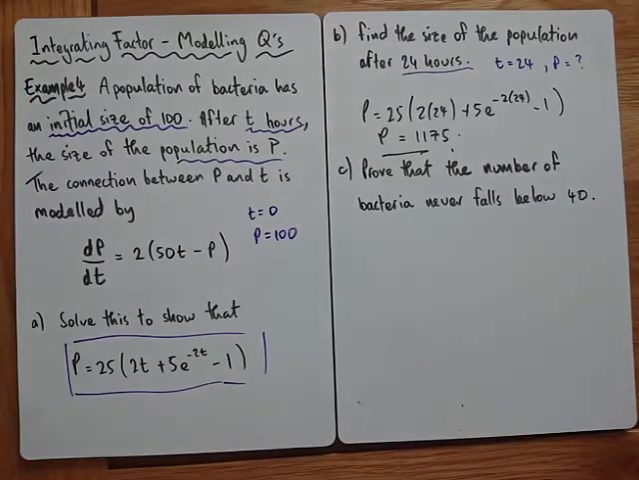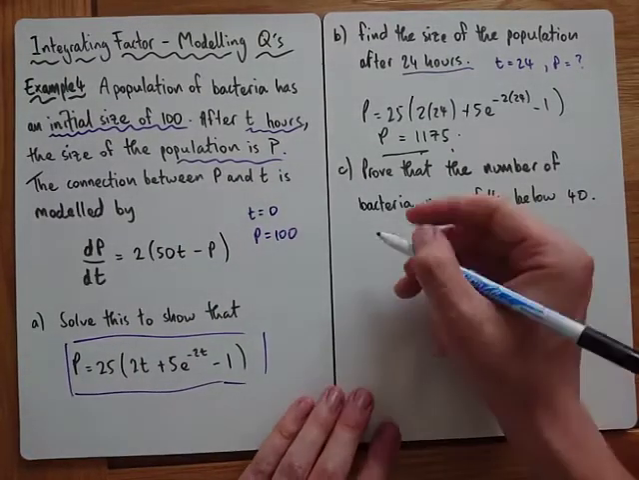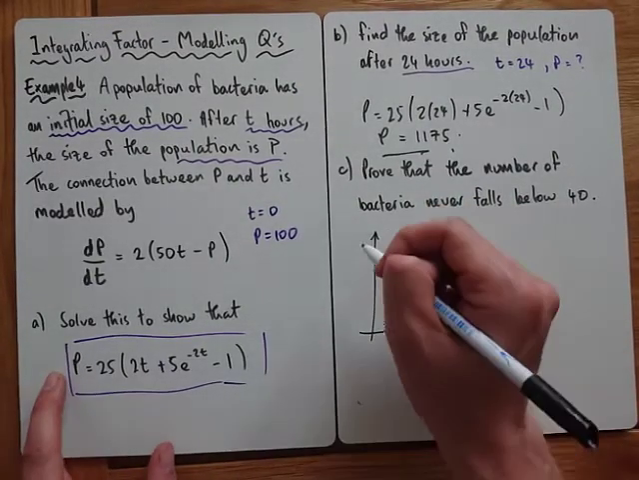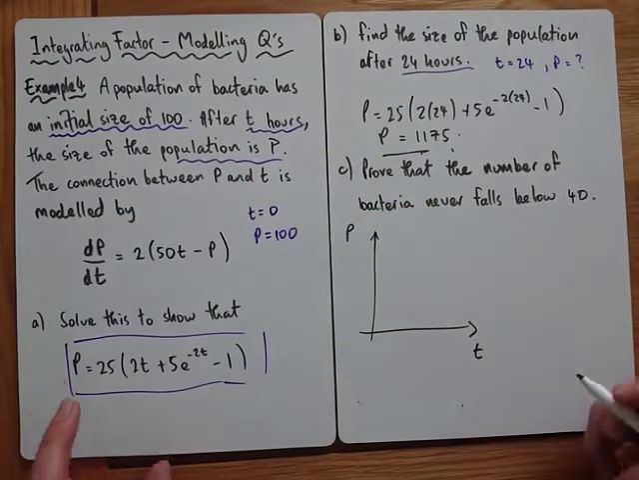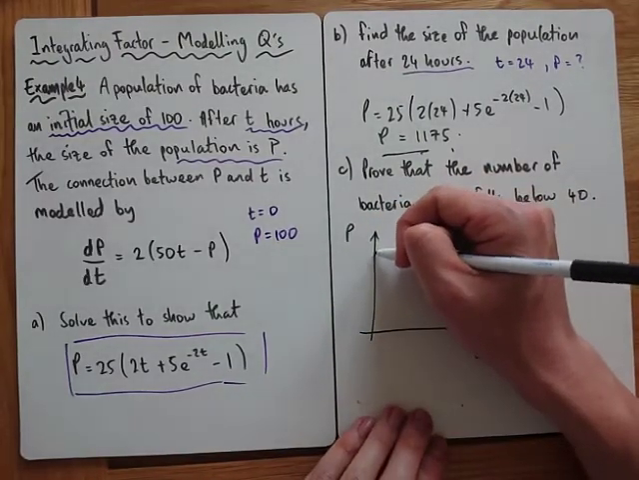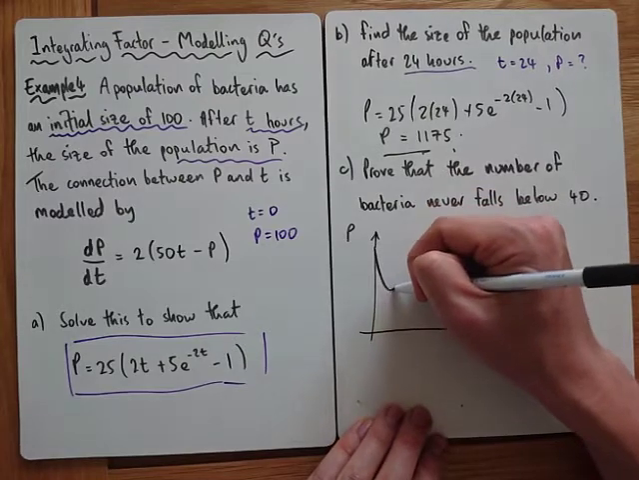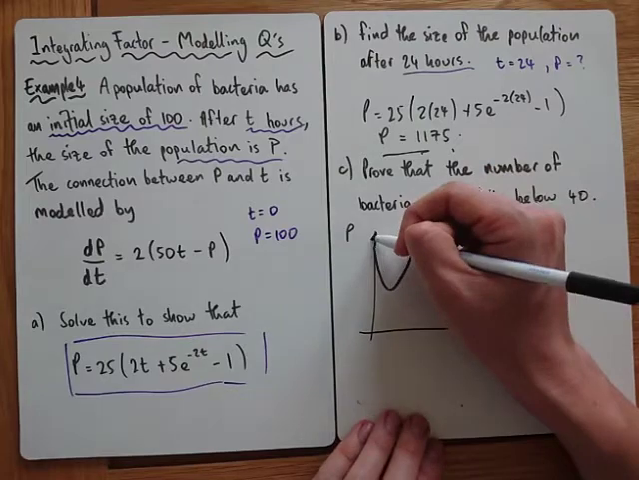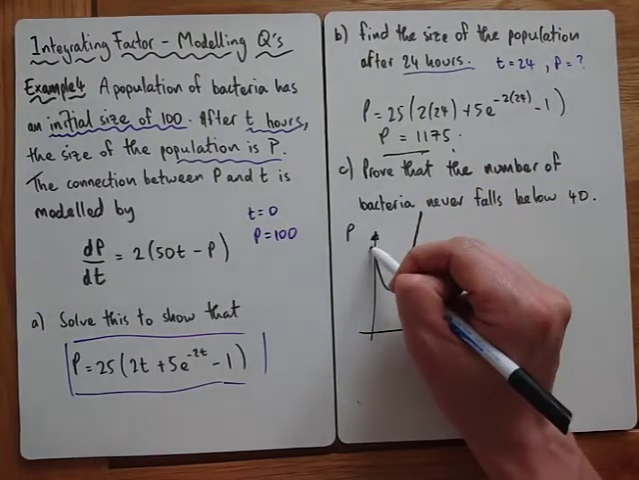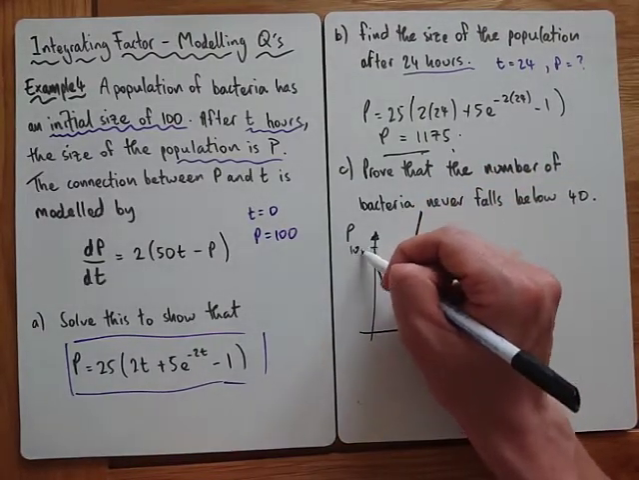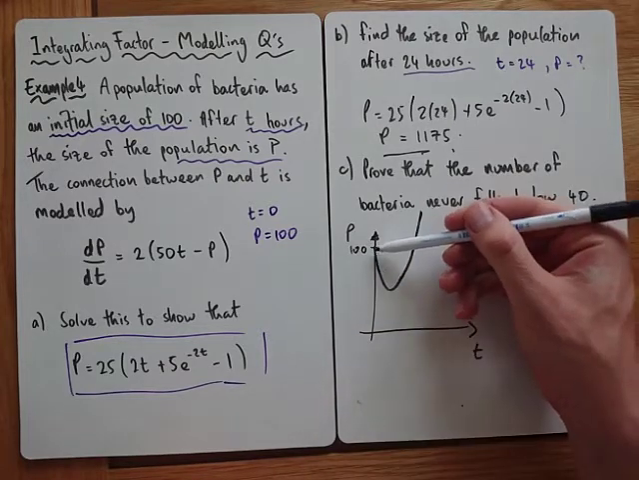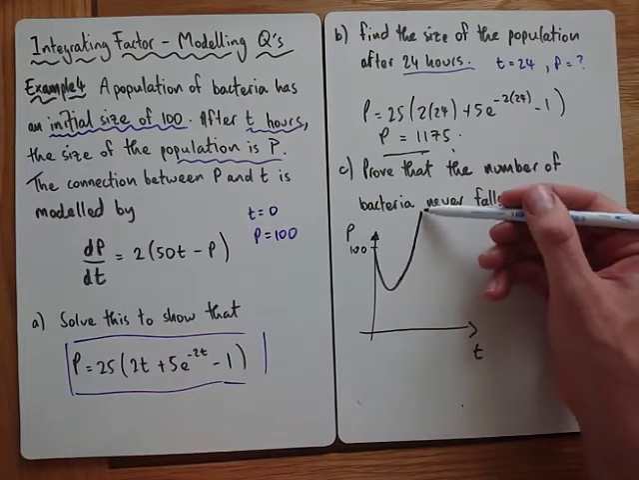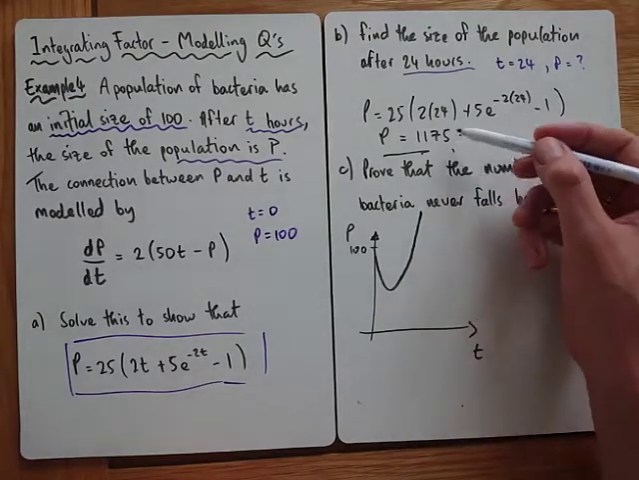What you end up with, I had to adjust my viewing window, but what you end up with is if you plot the population against time, you end up with this sort of shape. Obviously we don't care about the negative time, so the population starts at 100 and then it does decrease for a period of time, but then after that it increases, and essentially as the time increases the population approaches infinity.